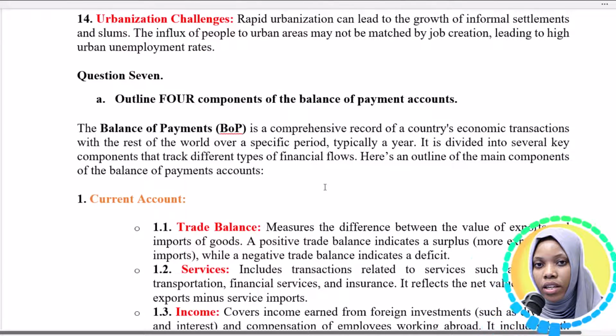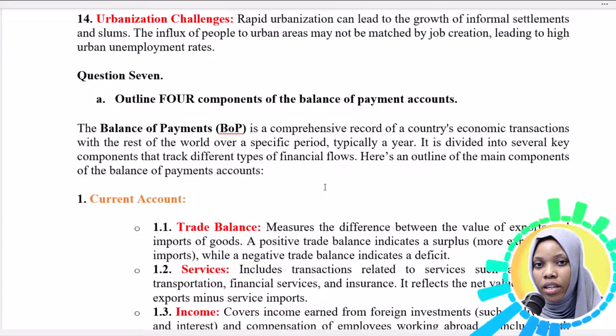Let's define what balance of payment is first. And we say, the balance of payment is a comprehensive record of a country's economic transactions with the rest of the world over a specific period, typically a year. It is divided into several components that track different types of financial flows. So it is a comprehensive record of a country's economic transactions, and these transactions are done with the rest of the world over a period of 1 year usually.